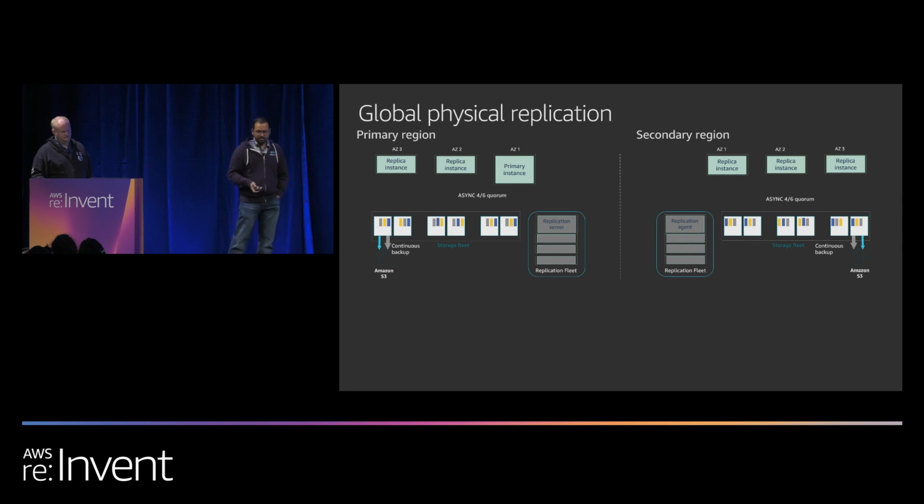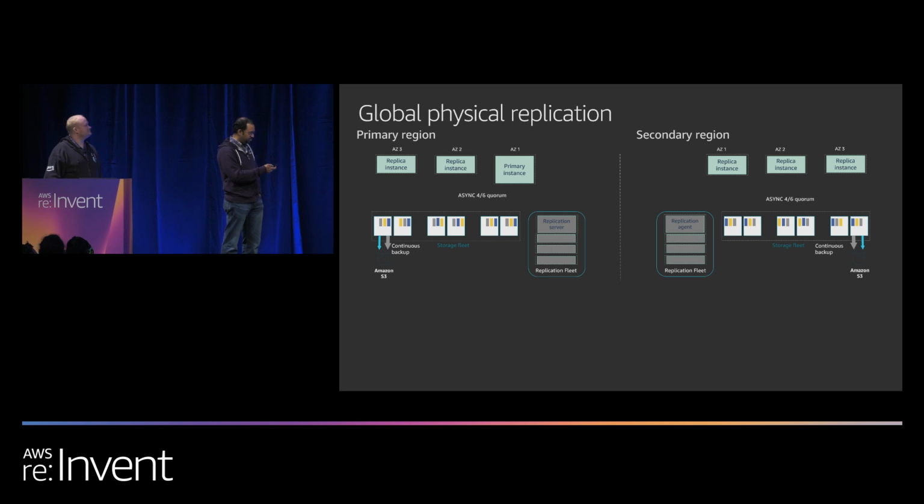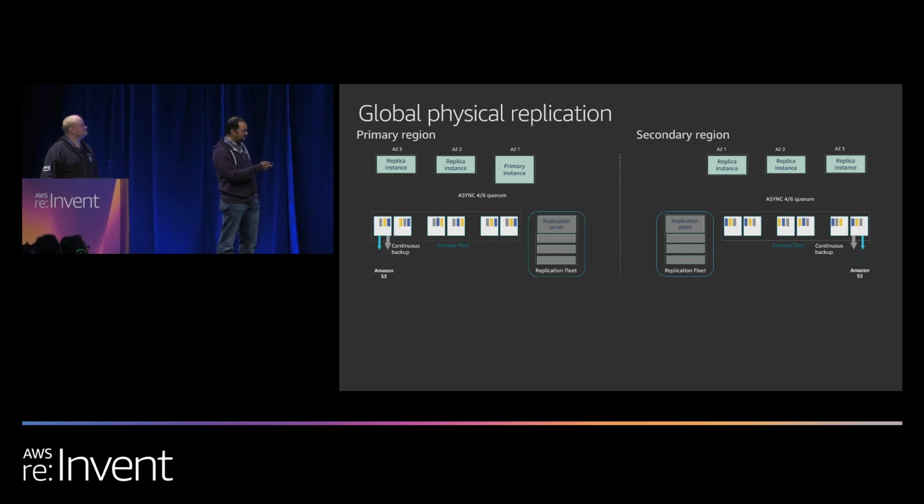So on the left, you see the primary region. You have the 3 availability zones. In this example, we show the primary instance, which is the database instance which causes writes to happen. There are 2 replicas that are associated with the same DB cluster. And this is the storage fleet that we talked about.